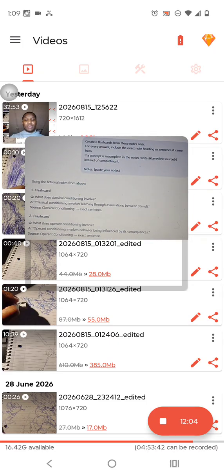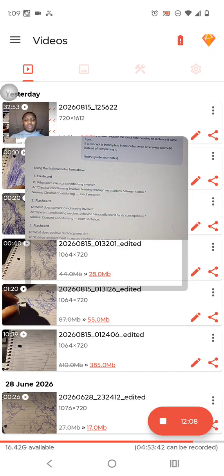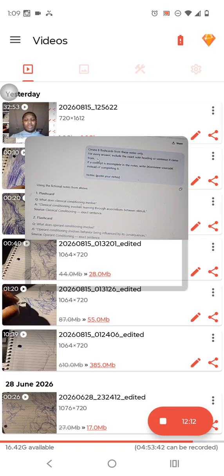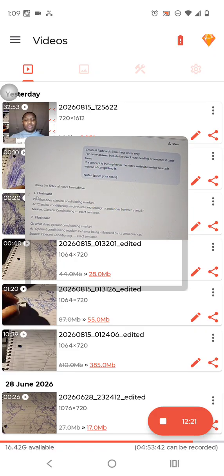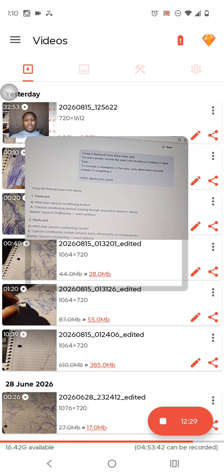Now, I could read through all this. It's not really relevant for this prompt, but what happens is there are 8 different flashcards, right? For every answer, include the exact note, heading, or sentence it came from. So there's flashcard 1, and for every answer, it includes the note, heading, and sentence it came from. So there's the source it came from.